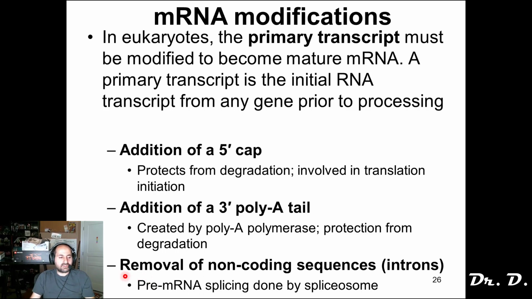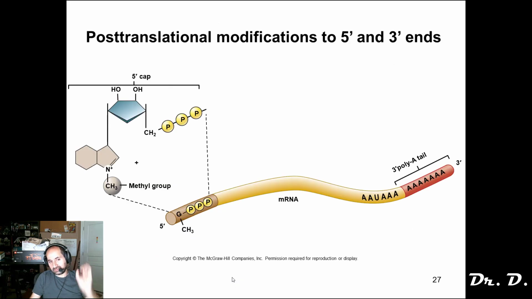And then you have the third modification, which is removal of non-coding sequences called introns. Okay, this is a tricky one, but I'll explain it. All right, so we've got three modifications: 5' cap, 3' poly A tail, and removal of non-coding sequences called the introns. So let's take a look at the first two.